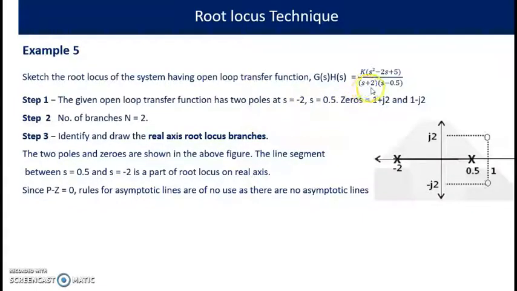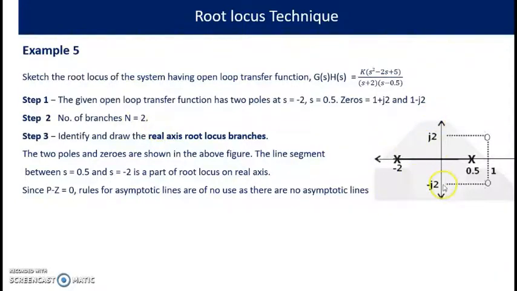Here the open loop poles are minus 2 and plus 0.5, and the zeros are the roots of this quadratic equation, that is 1 plus j2 and 1 minus j2. So the number of branches is equal to, here the number of poles and the number of zeros are equal, it's equal to 2. Therefore the number of branches is equal to 2.